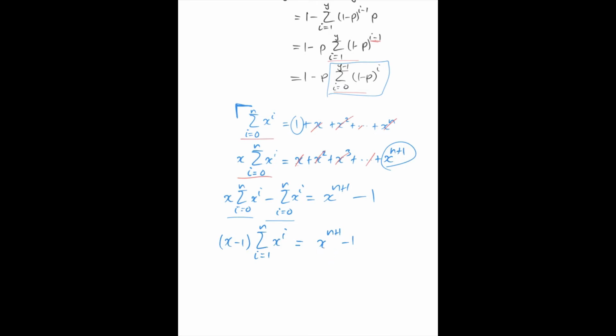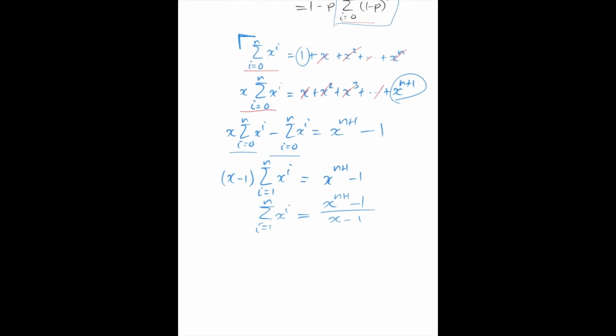So that's what it's equal to, right? And now we can divide both sides by the x minus 1 term, and we know that the sum from i equals 1 up to n of x to the i equals x to the n plus 1 minus 1 over x minus 1. Right. So that is a true statement. And what we can do now is connect that back to our p's and y's we had earlier.